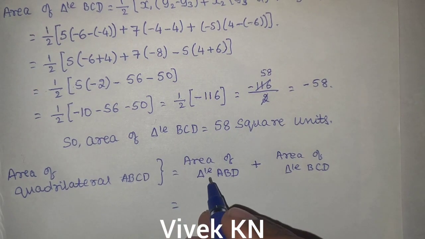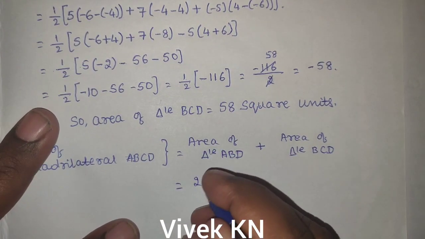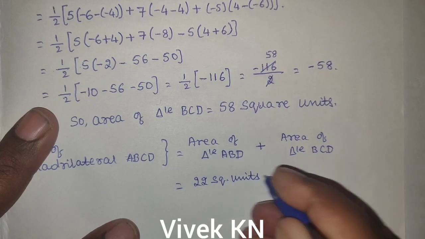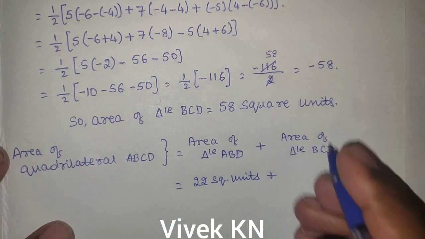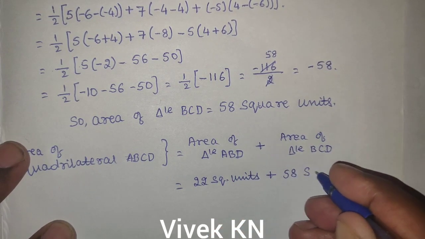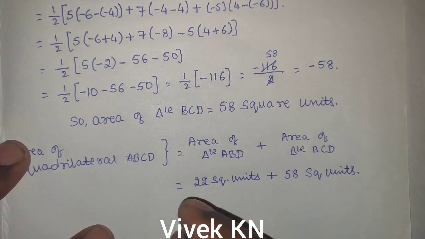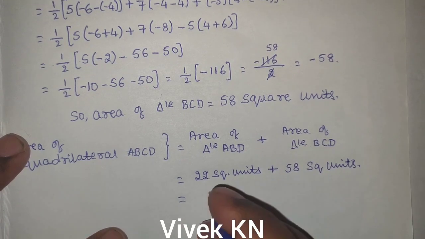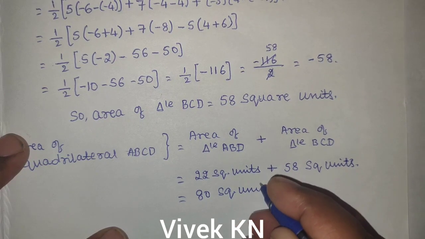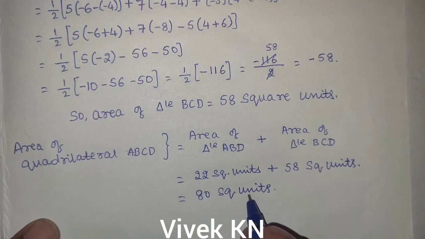which is equal to area of triangle ABD is 22 square units, plus area of triangle BCD is 58 square units. Adding 22 and 58, we get 80 square units. So this is the area of quadrilateral ABCD.